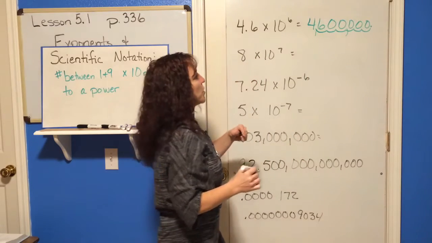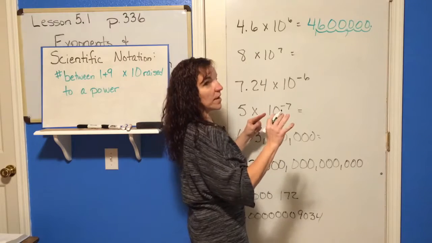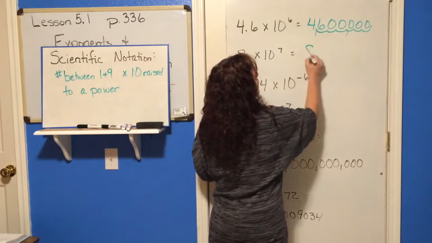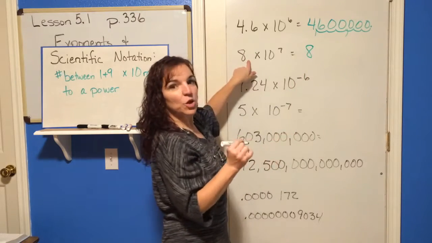All right, do this one on your own. Quick, pause. You got it? Okay, here we go. So 8, and the decimal is here even if you don't see it.